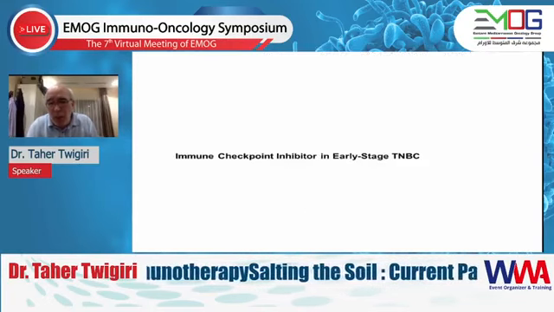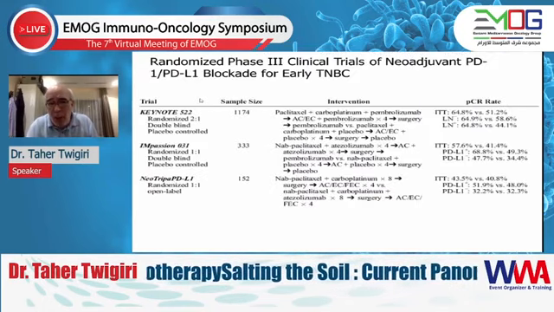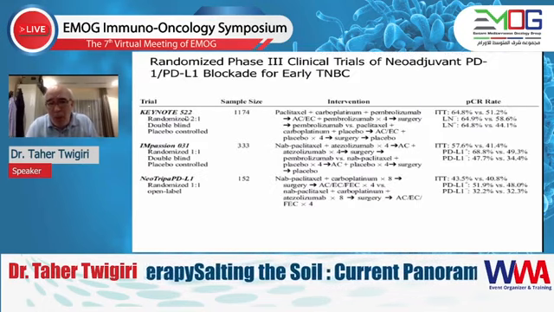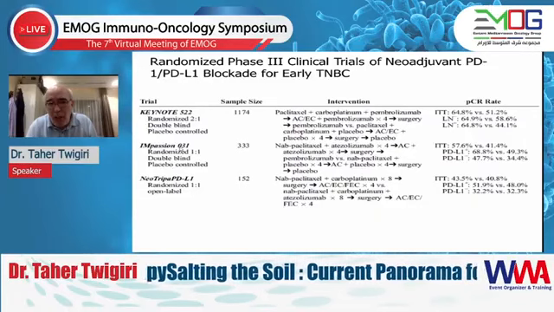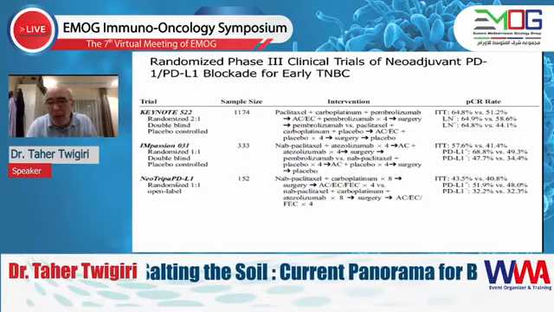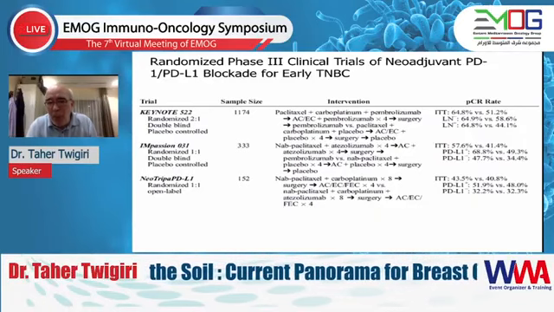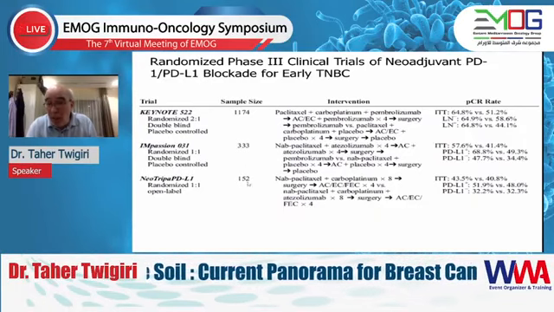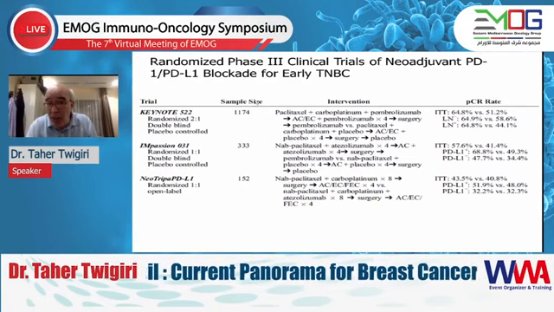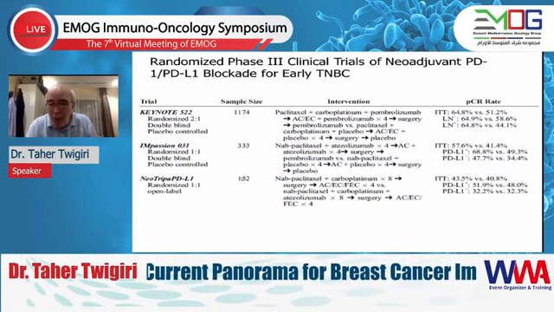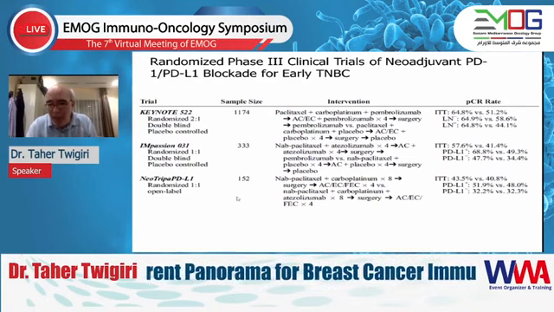Now, the immune checkpoint inhibitor in early disease, we have 3 of them again. We have Keynote 522, we have Impassion 031, and we have the neoadjuvant trial, which is called NeoTRIPaPDL1. The size, as you can see here, this is big, this is acceptable and this is a small number, but let's go on.